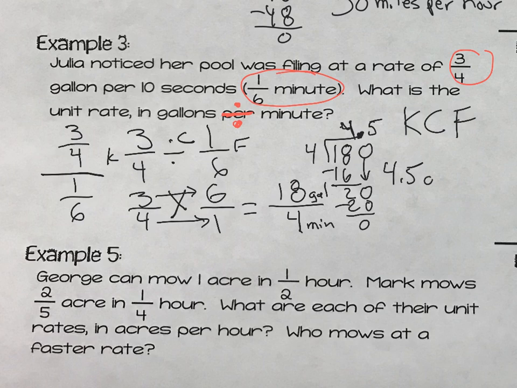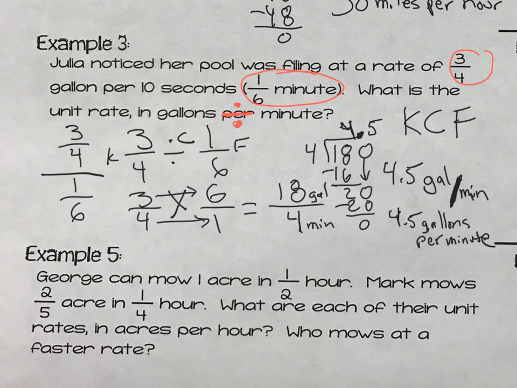4.5 what? Oh, that's gallons per minute. And I just abbreviated GAL. The slash here that I'm doing, that's a per. I could rewrite it as 4.5 gallons per minute if I really wanted to. All right. So there you go.